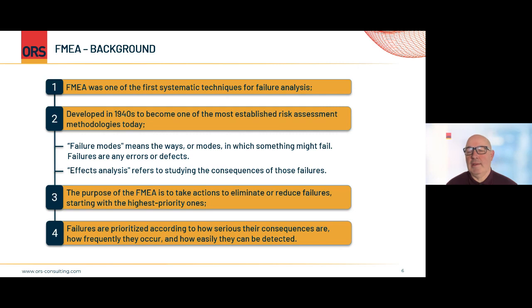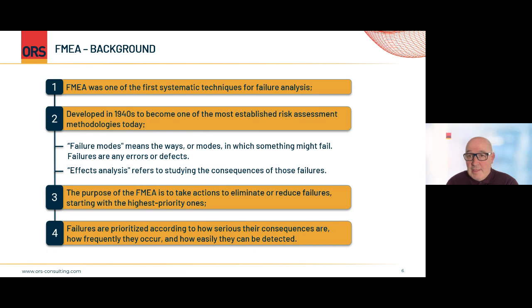So a little bit of background. I said already it was one of the first systematic techniques for failure analysis and developed in the 1940s by the US military. It's one of the most established and longest used risk assessment methodologies available. The failure modes part of it, the FM part in the abbreviation, is about the ways or modes in which something might fail. And a failure, in inverted commas, can be any error or defect that would prevent the component from delivering its function. The second part, the effects analysis, that's about studying the consequences of the failures. So what happens when the component fails, both locally next to the equipment, and then also maybe more globally in terms of its effect on the wider plant or system.